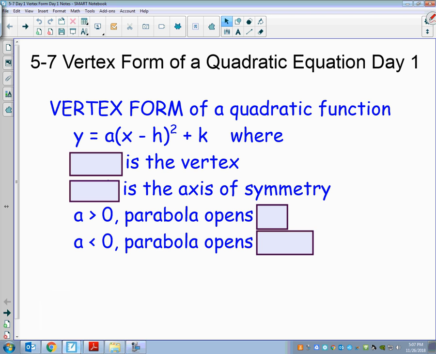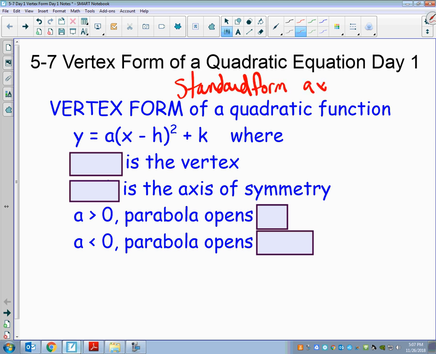Okay, so this next section is called vertex form of a quadratic equation. Some people kind of looked this up earlier in the chapter when we were talking about writing a quadratic equation. But this is vertex form. So standard form is what we've been working with. Standard form is ax squared plus bx plus c equals 0, or equals y, if we're talking about a function.